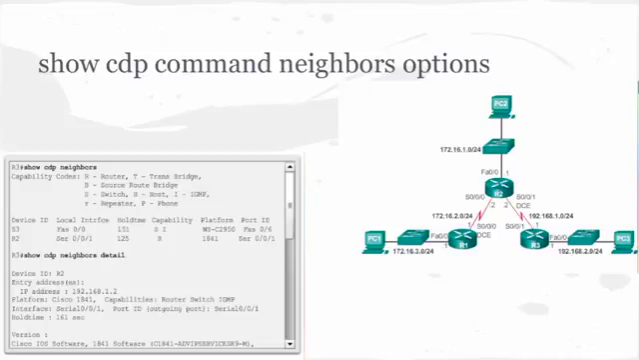To disable CDP globally, use the global configuration command no cdp run. To disable CDP on an interface, use the interface command no cdp enable.